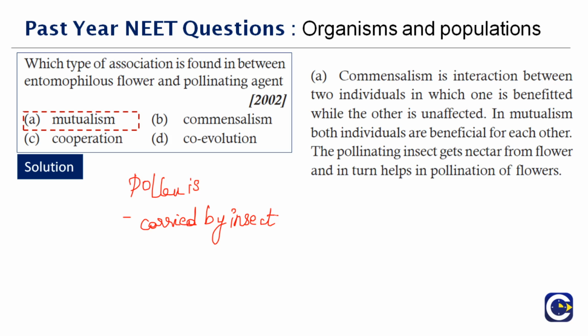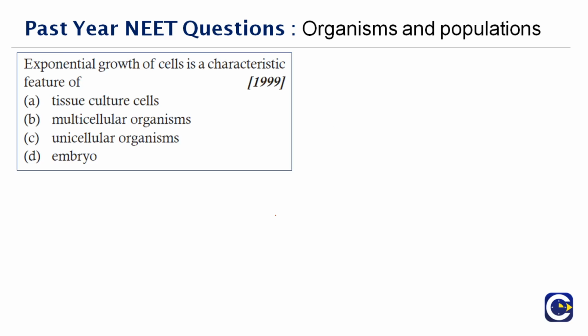Okay? Fine. Next question here. Exponential growth of cells is a characteristic feature of dash. Very easy question. When do you see growth? When it is growing. Embryo, it is not there. Usually we see exponential growth of cells for tissue culture cells. Therefore, the right answer is option A. Multicellular, unicellular, embryos, you're talking in general terms. But when we talk exclusively about exponential growth, you have to go specific. Because we're not just talking about the growth curve, but a part of the growth curve. So this goes well for the tissue culture cells, which is option A.